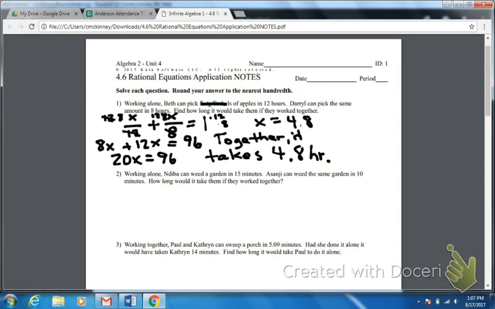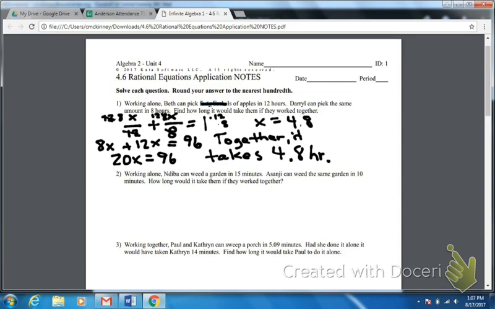Does that seem reasonable? It better be a shorter amount of time, right? One of them takes 12 hours. One of them takes 8. If I had two people who both took 12, the answer would be 6. If I had two people who alone both were 8, it would be 4. So the answer needs to be between 4 and 6, I'm sorry. So 4.8, we're good.